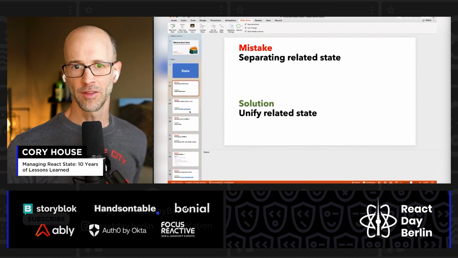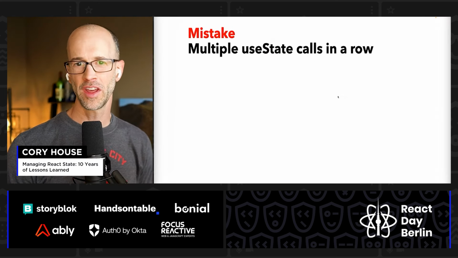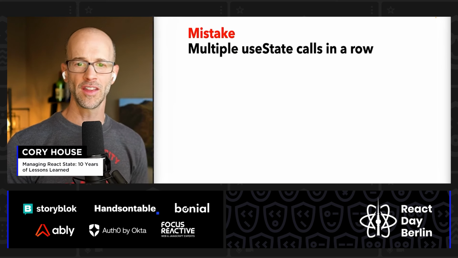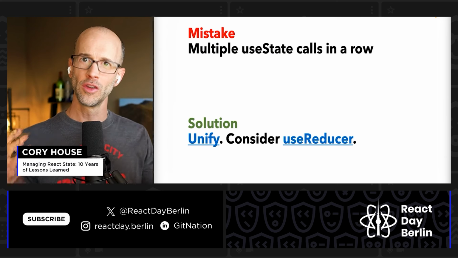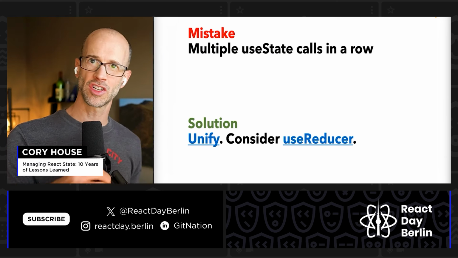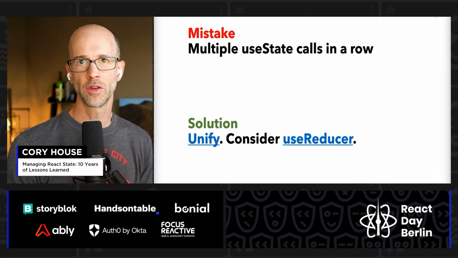The second one that I've learned is watch out for when we make multiple useState calls in a row. When we see this sort of thing, it's often a sign that we should either unify those set states together by unifying the state, much like what I just showed earlier, or it could also be a sign that we should consider using useReducer.